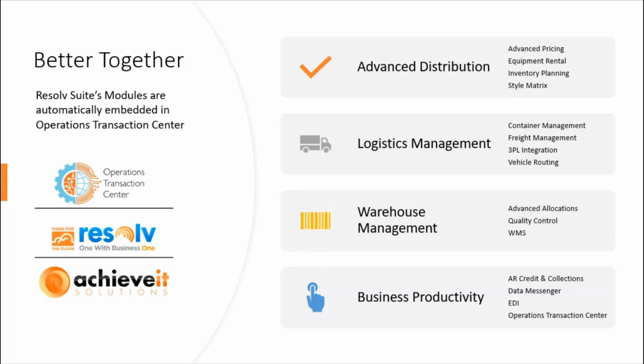Another powerful example for customer service representatives is the ability to see in their customer hub when Advanced Allocations has released pick lists to the warehouse, and even the ability to see WMS information to know who is working on their orders and if they can make any changes. Please contact us if you'd like more information about any other modules available in the Resolv Suite.